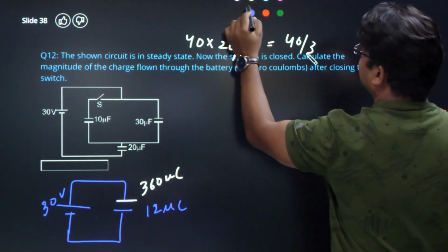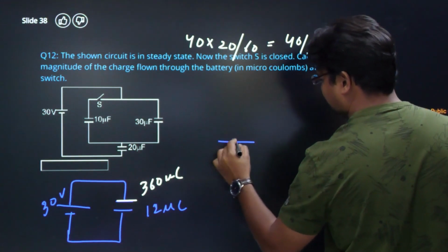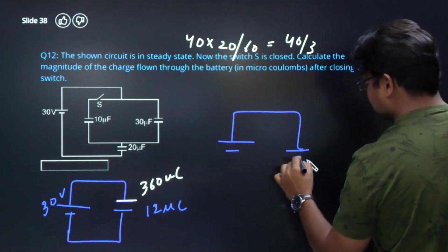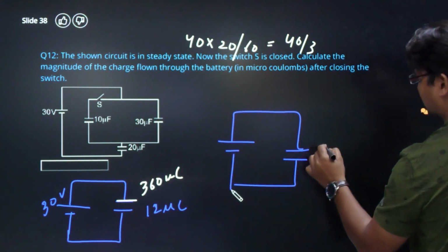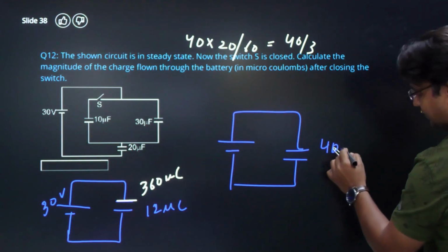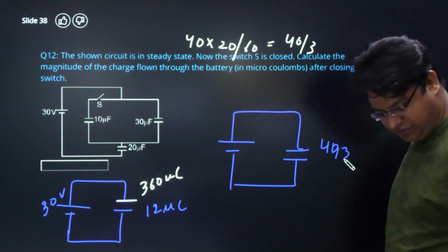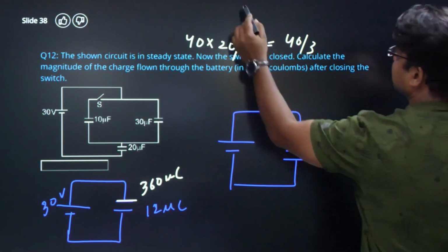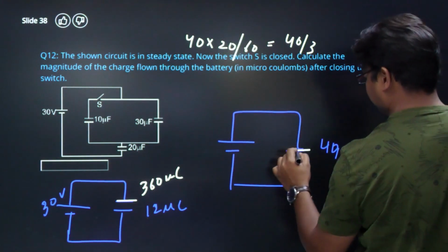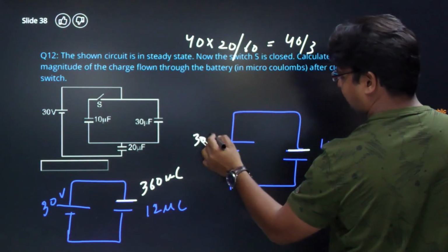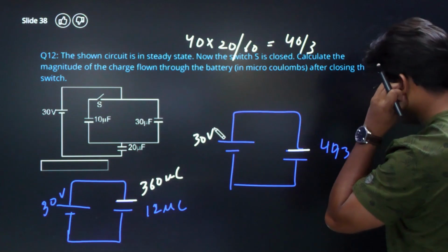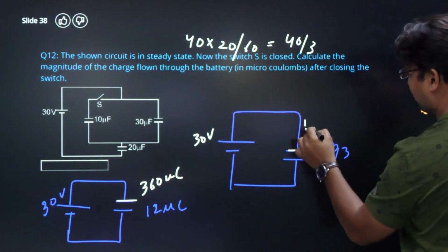Now the circuit becomes that there is a 30 volt battery which is connected with one capacitance, the value of which is 40 by 3. Alright, so how much charge will be there on this plate? The EMF is 30, so 30 into this, so 3 gets cancelled, 10, 400 microcoulomb.